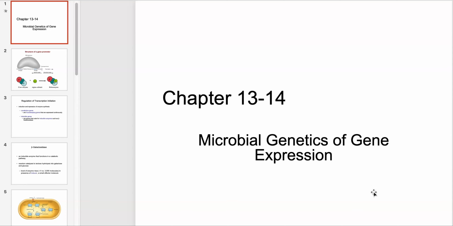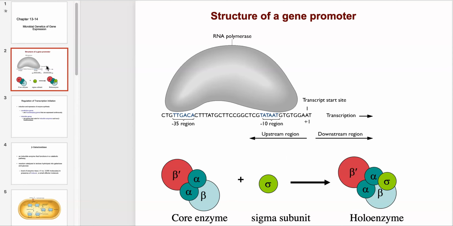The microbial genetics of gene expression. And it starts with the main players, the structure of a gene promoter. And so the first thing you see here is a big RNA polymerase, which will use DNA as a template to make an RNA copy. In this particular case, since we're talking about gene expression, a messenger RNA copy.